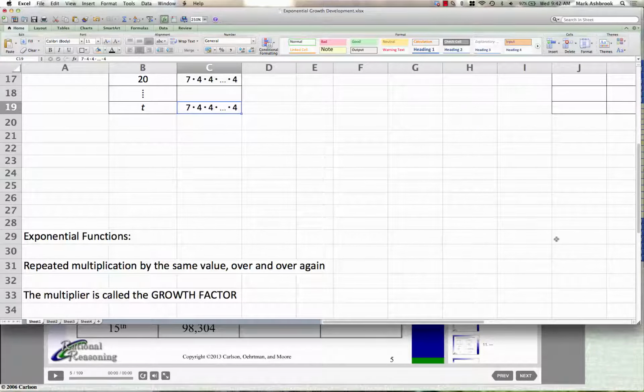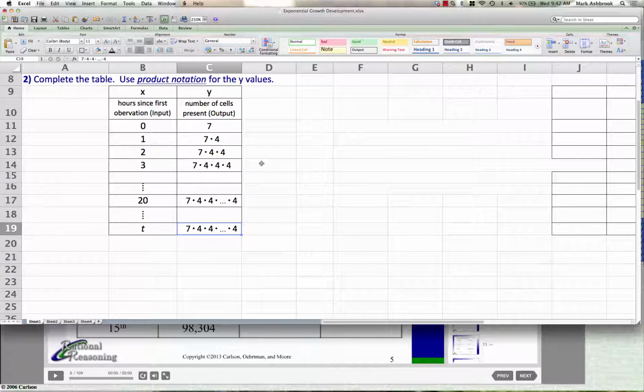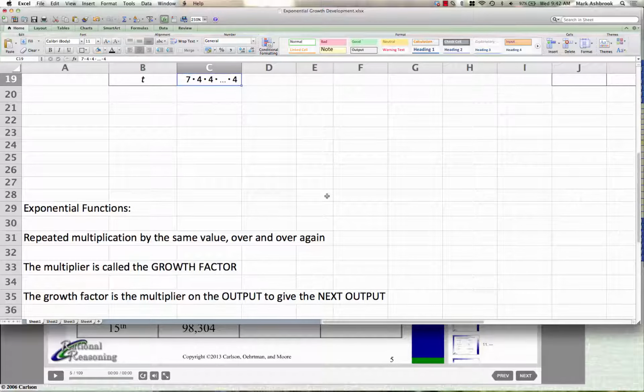See, look at what's happening up here in our table. What are we multiplying 4 by? The previous number of cells to get the new number of cells. Those are all outputs. That 4 keeps multiplying on the output to get the next output. Okay? So the multiplier is called the growth factor. The growth factor is a multiplier on output of the function to get the next output of the function.